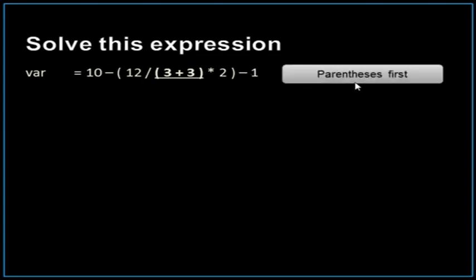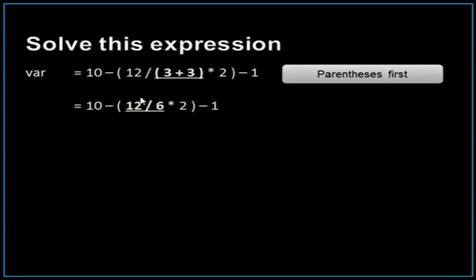Now let us solve this expression. Var equals 10 minus 12 divided by 3 plus 3 into 2 minus 1. So the first and foremost thing is to solve the parentheses, the brackets first. So the innermost brackets will be solved first, right? You do the same thing in mathematics, right? So 3 plus 3 would be solved first.